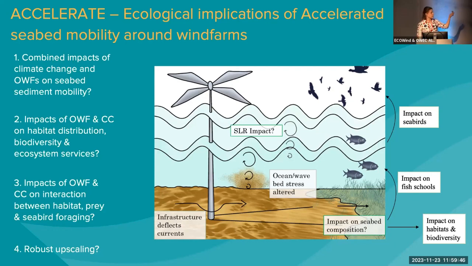That will then have a knock-on in the distribution of substrata, which then influences the benthic habitats and therefore biodiversity and ecosystems delivered by that benthic habitat. It also has a knock-on on the spatial distribution of key prey fish species, such as sand eels, which then again influences the distribution of seabird populations.